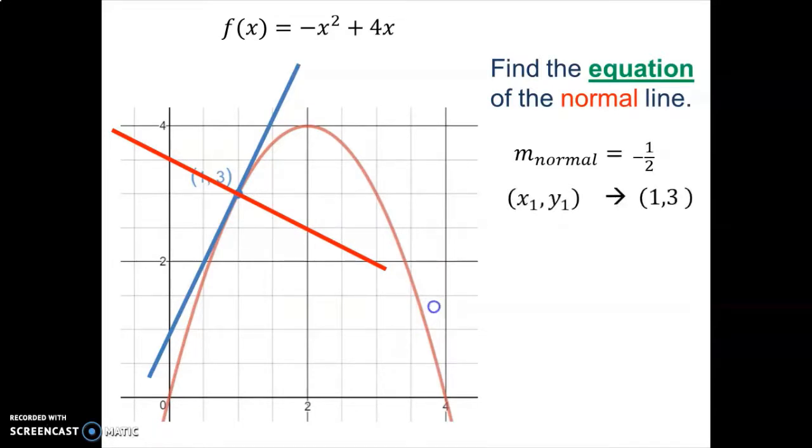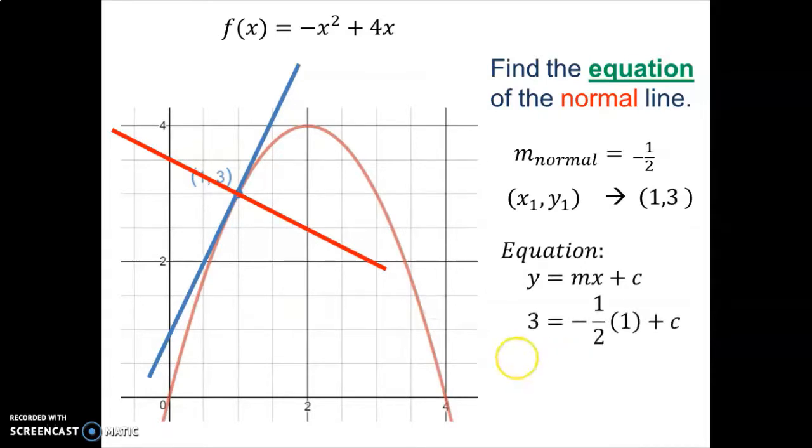So go ahead, use y equals mx plus c. Let's see what you got. I put the 3 in here, I put the 1 in here for x, and I put the slope of the normal here. Let's solve for c, and you get 3.5. Therefore, the equation of the normal line is this. Double check your work carefully.